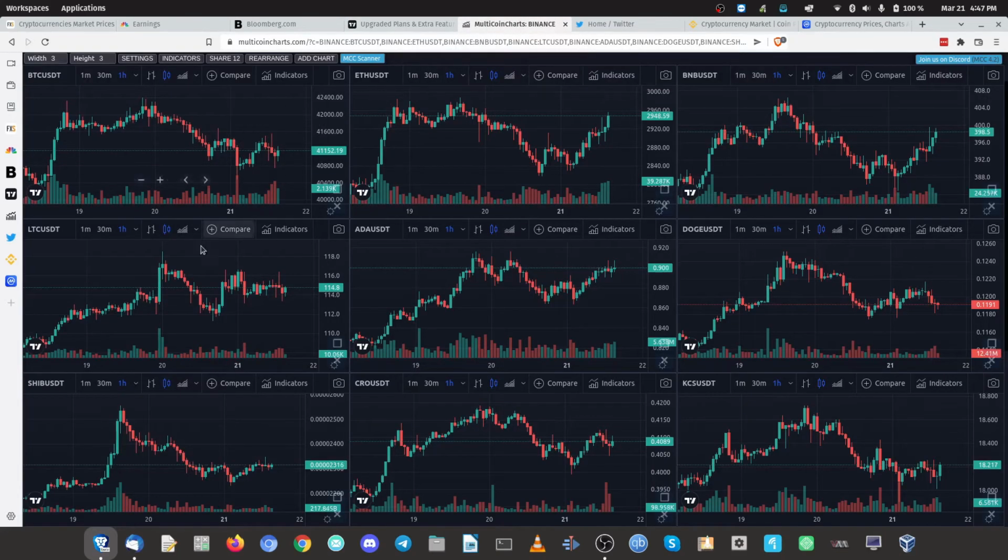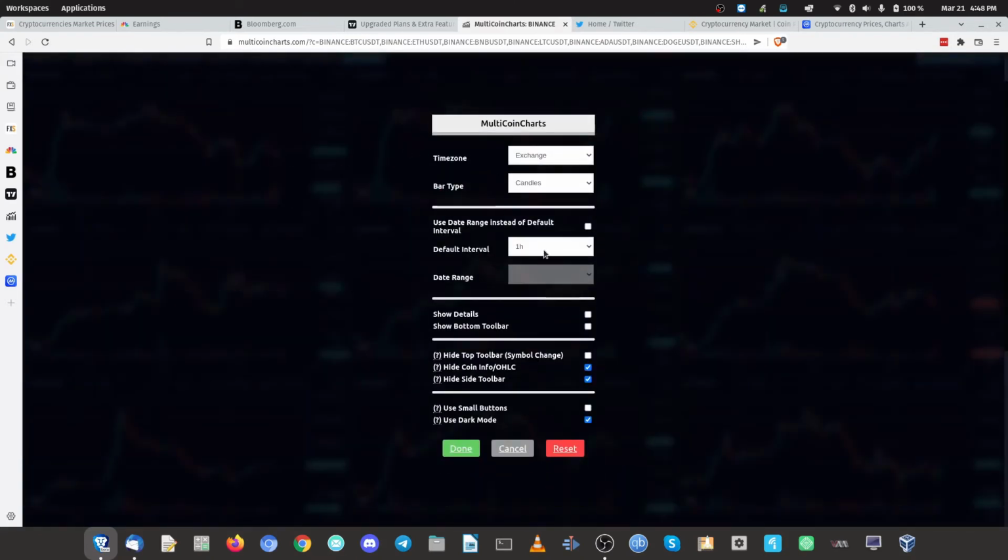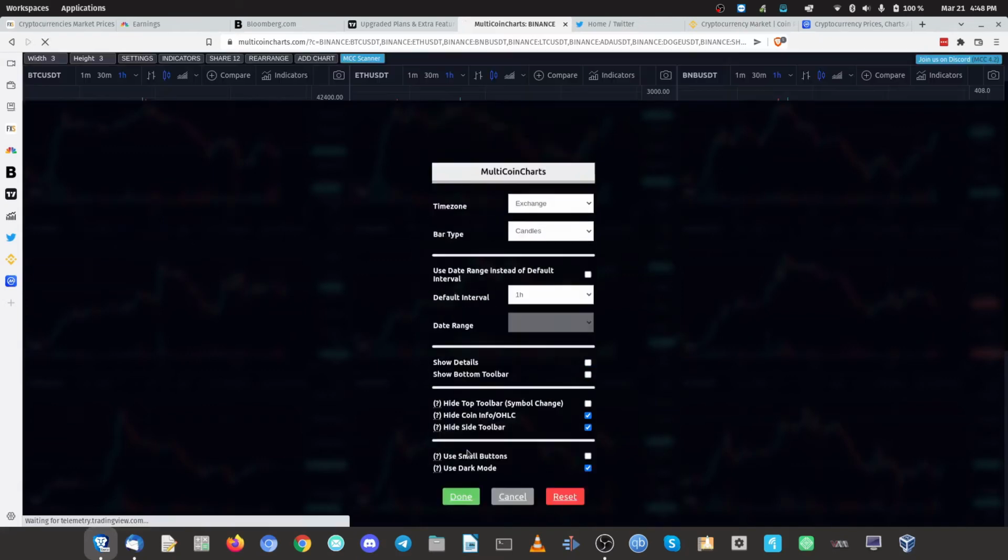Multicoin Charts is free, and it essentially allows you to put as many charts on a screen as you like and as makes sense for your screen size. In our case, we have a width of 3 and a height of 3, but I could easily make this 4 and 4. And you can also establish the default interval for all the charts and set some more parameters.